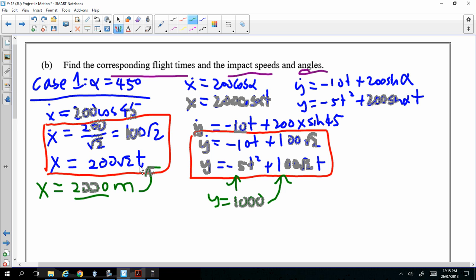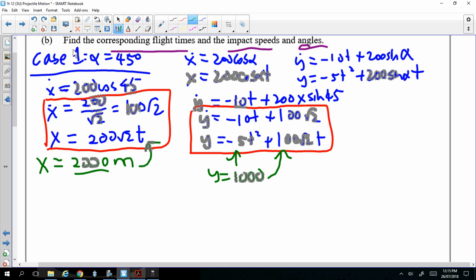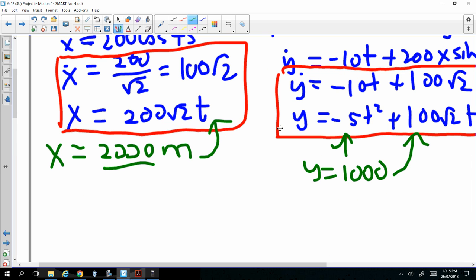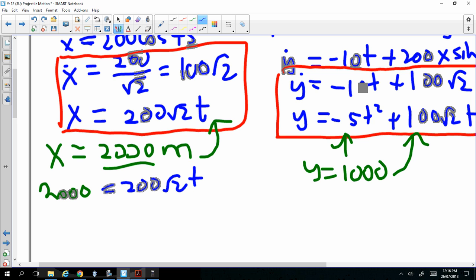So you go 2,000 equals 200 root 2 t. So therefore, oh no, that should be 100. Oops, sorry, 100 root 2 t. And then you're going to write down, so therefore t equal to 2,000 over 100 root 2. And that gives you the time it takes to reach the top of the mountain.